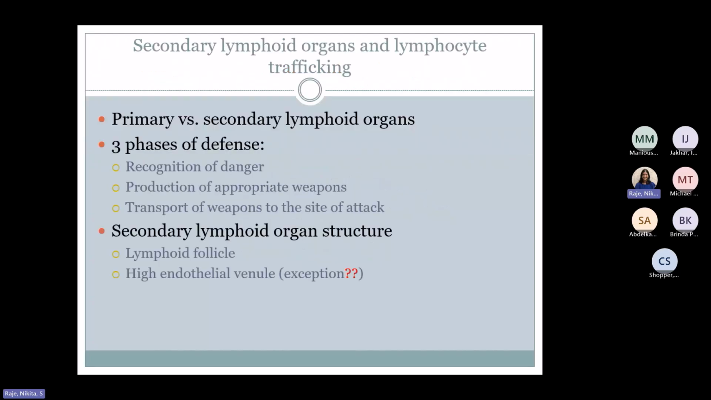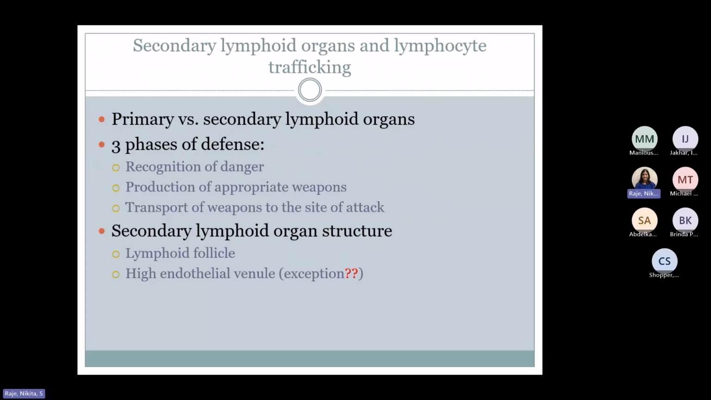Now we talk about why these secondary lymphoid organs are needed and how the lymphocytes move from one place to another. Just a reminder, there are primary and secondary lymphoid organs. Primary lymphoid organs are bone marrow and thymus, where the lymphocytes are generated, and cells destined to become T cells mature in the thymus. Whereas the secondary lymphoid organs have a specific structure. The main structure present in secondary lymphoid organs is called the lymphoid follicle, and we'll talk about those.